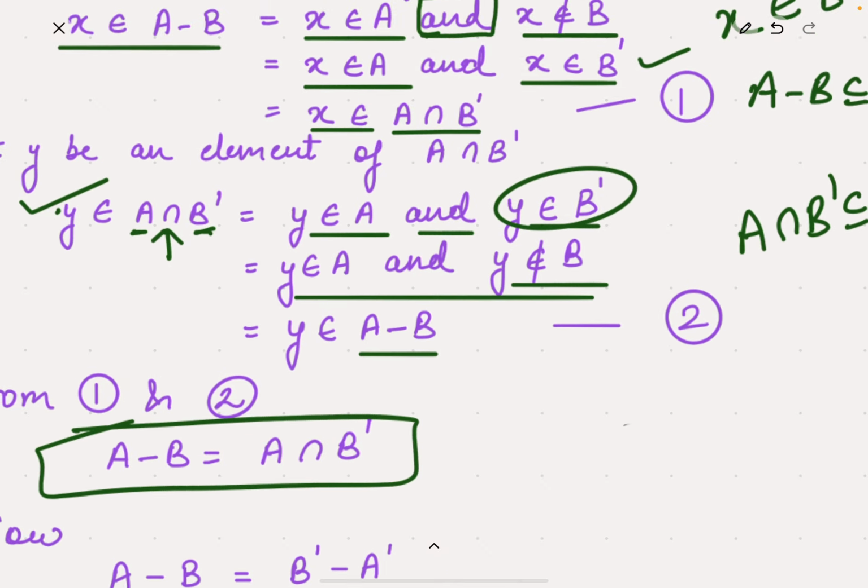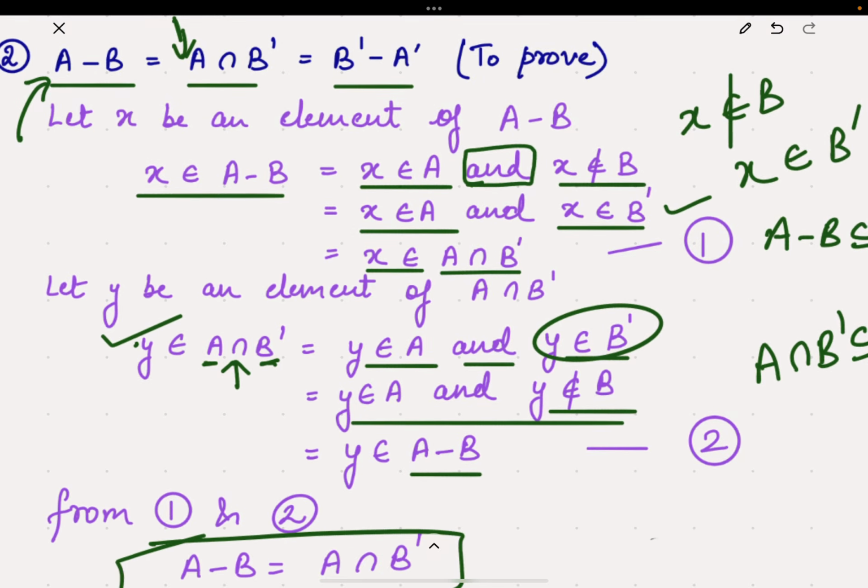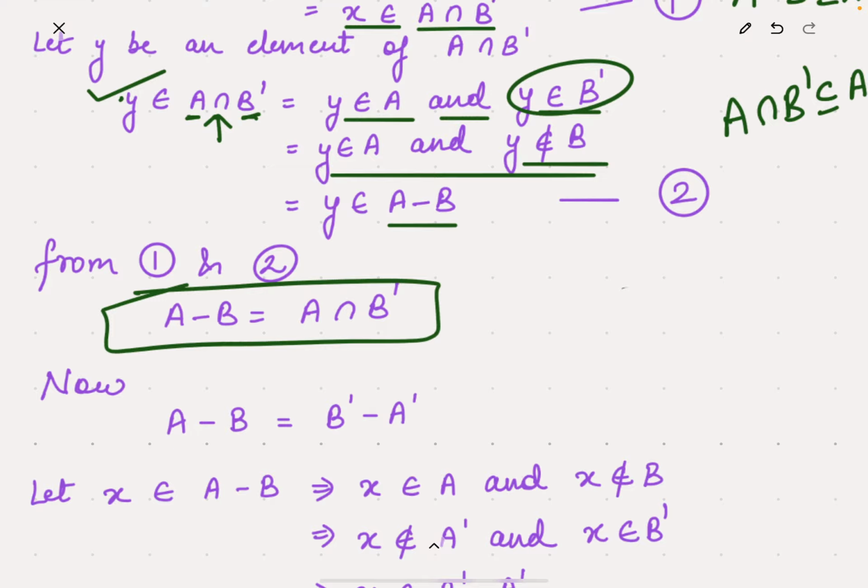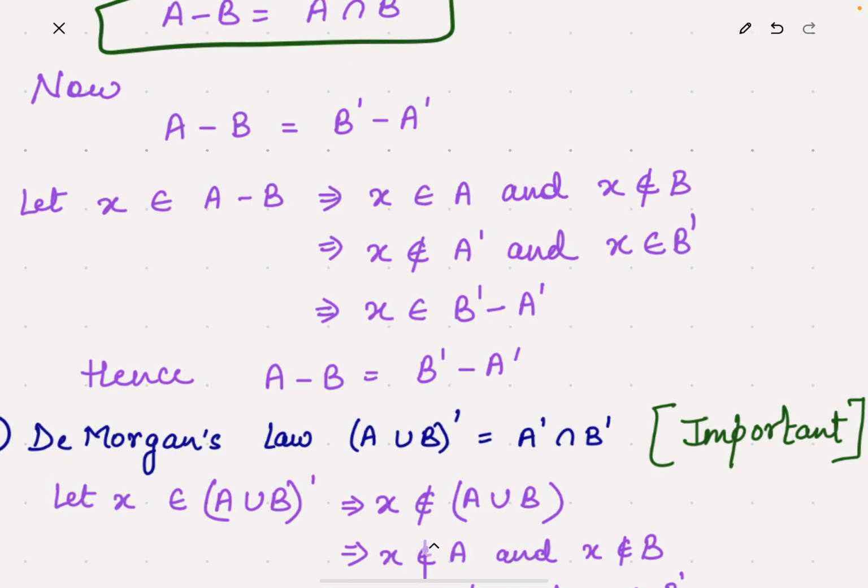Now we need to prove A minus B equals B dash minus A dash. We proved this equals to this, now we prove this equals to this. So let's start from here. Let's say x belongs to A minus B. For that we can write x belongs to A and x does not belong to B. We already proved that if x belongs to A, then it does not belong to the complement of A, definitely.